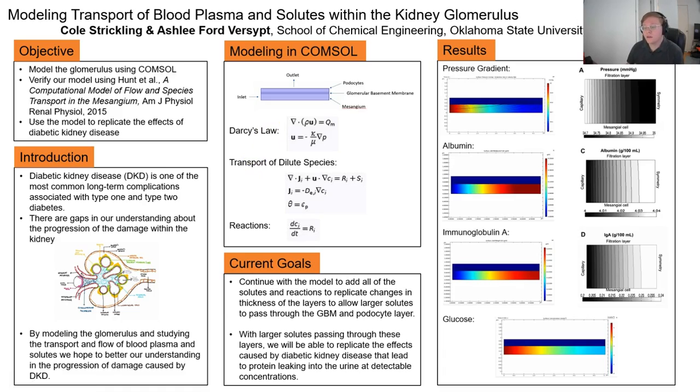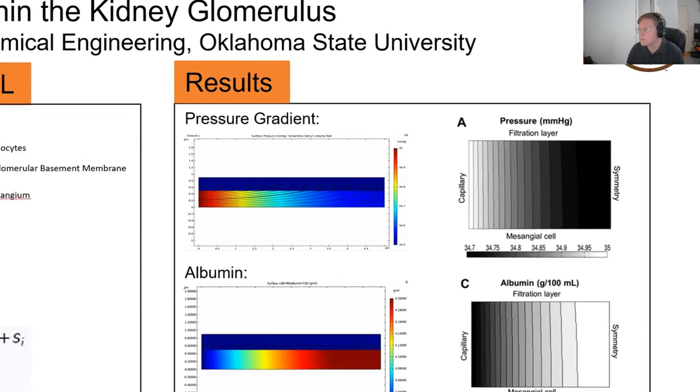So the kidney here consists of fibers and pores. It's a porous medium, and that's where the Darcy's law and transport of dilute species come into play. And then lastly, our reactions. This will be utilized later once we start adding the reactions. And now we'll take a look at our results here.